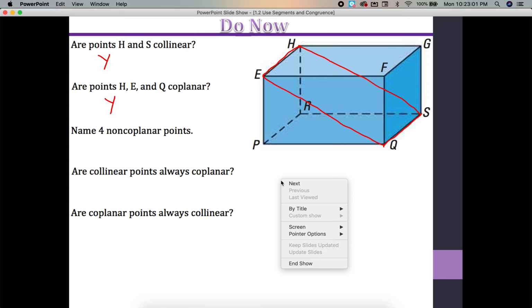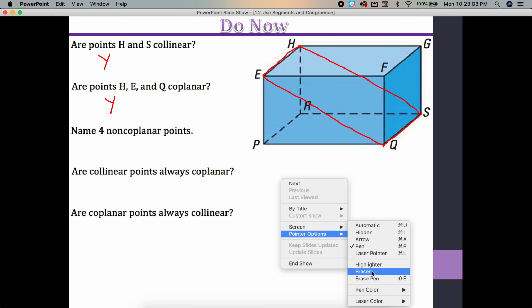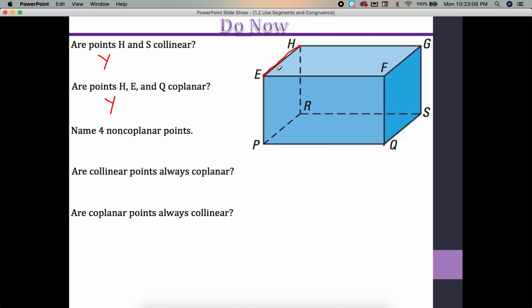For the next one, name 4 non-coplanar points. So in other words, I want to pick a set of 4 points such that there cannot and does not and will not exist a single plane that passes through all 4 of those points simultaneously. Assuming that you've taken time to pause it if you want to think about it, let me just jump straight into saying, let me show you a little trick.